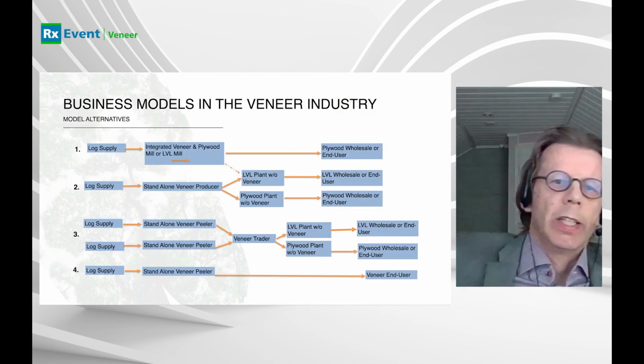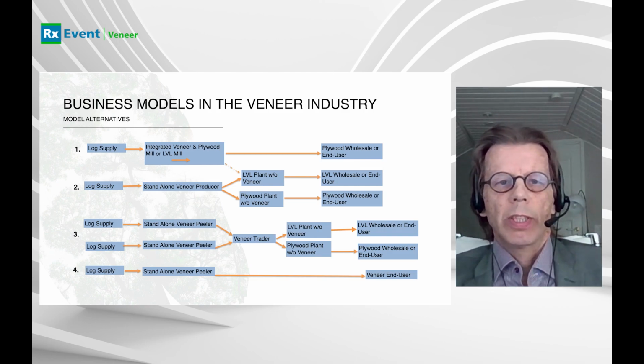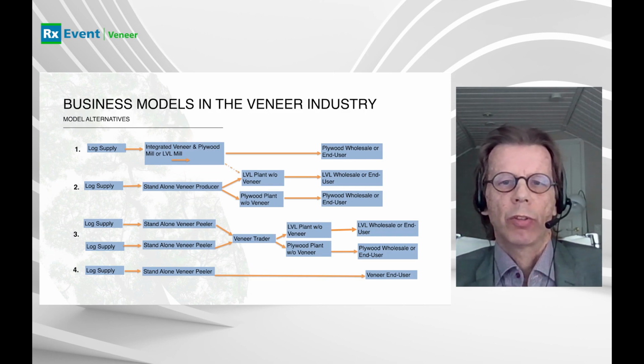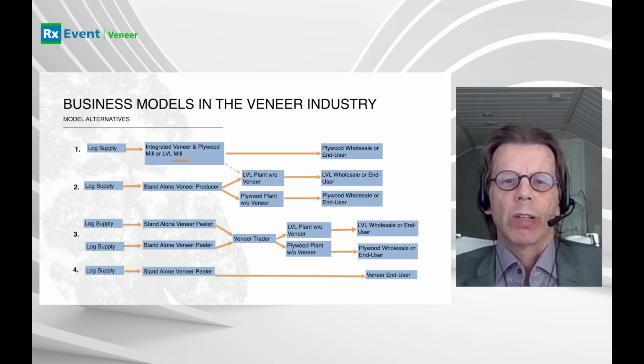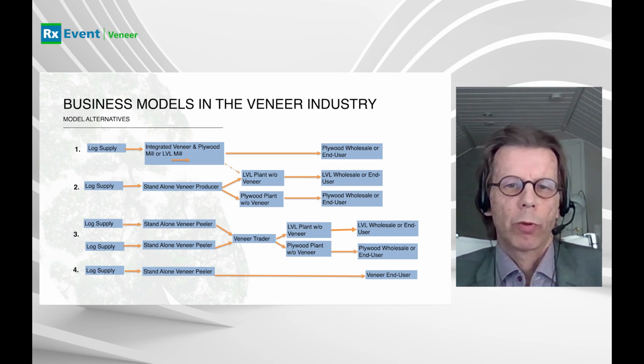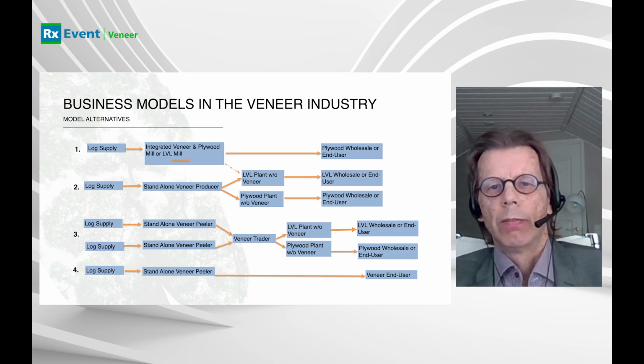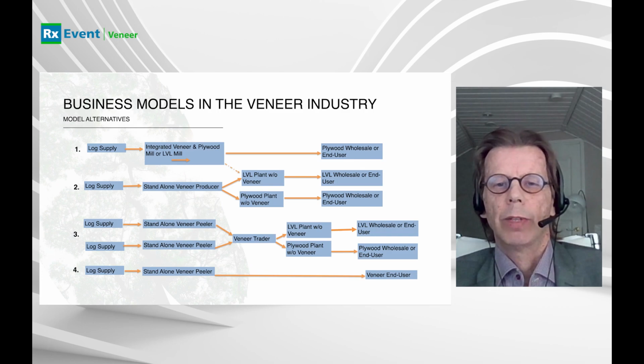And here I have illustrated some of those models. The first model here is the typical integrated model that's common in Europe, Russia, much of South America, where you make both veneer and plywood at the same mill or veneer and LVL at the same site. In some cases, some of the veneer, though, may be sold to an LVL producer from a plywood mill. The second model is a typical model for especially the US West, where you have some standalone veneer producers that sell veneer both to LVL plants and plywood plants.